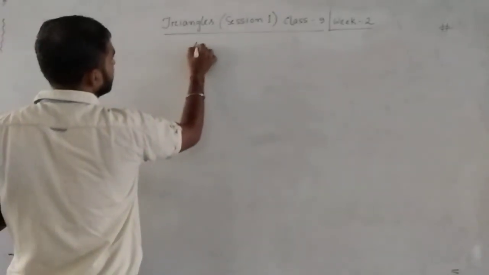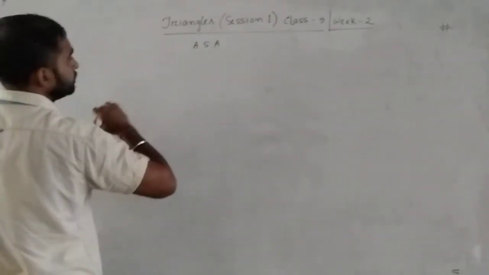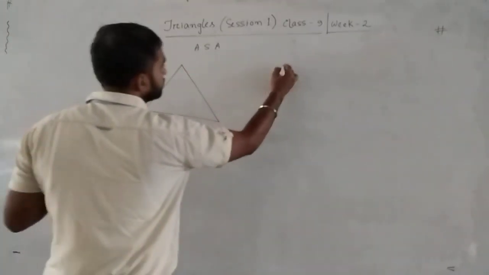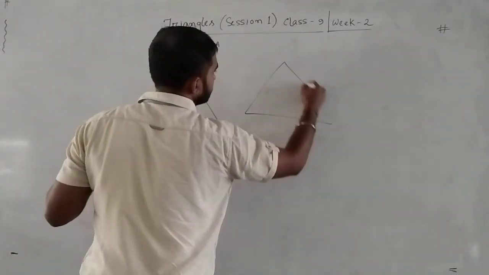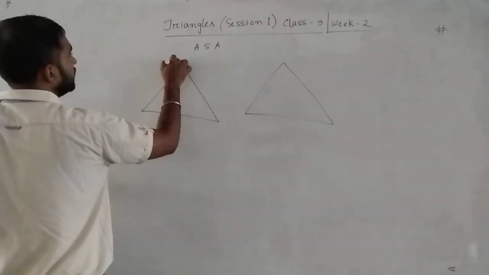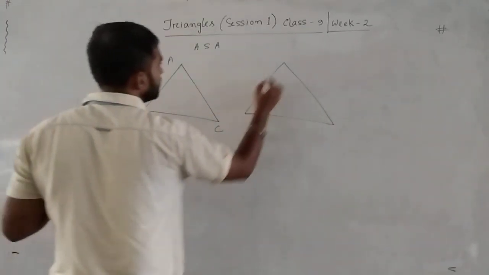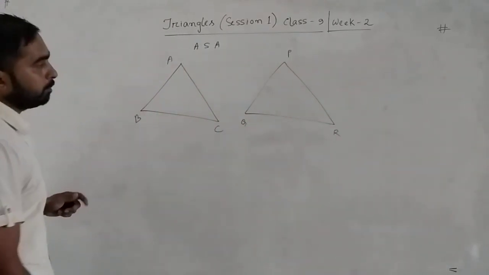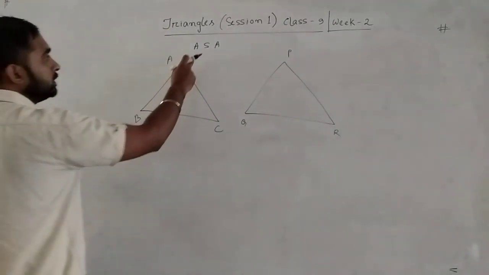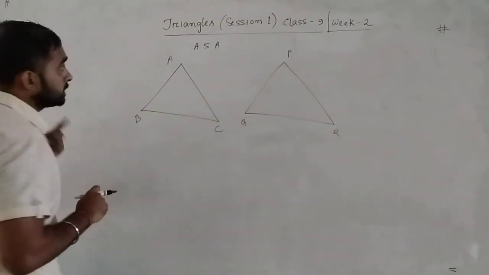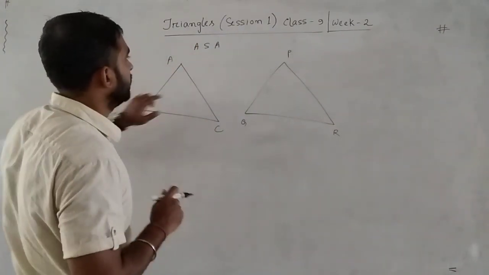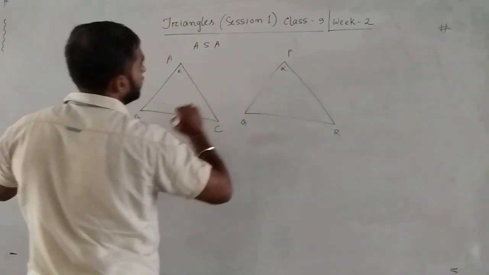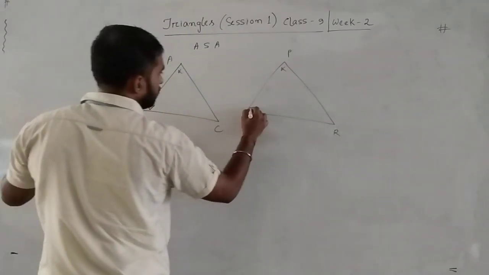Next one is angle, side, angle. Triangles ABC and PQR. Now the condition is angle, side, angle. The side between the angles should be equal. So here suppose angle A equal angle P. Then suppose angle B equal angle Q.